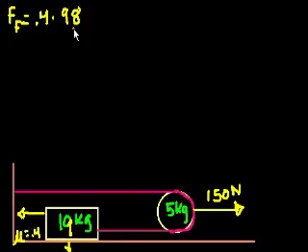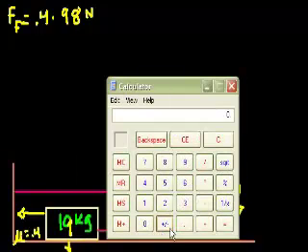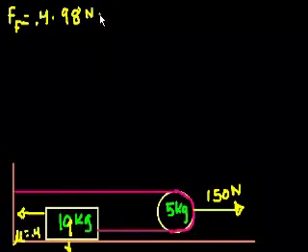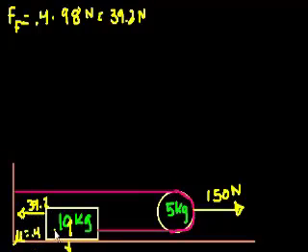So it's 0.4 times 98 newtons. And if we get the calculator out, that is 0.4 times 98 equals 39.2 newtons. So that's the force of friction going backwards on this mass. Well, what's compelling the block to go to the right?